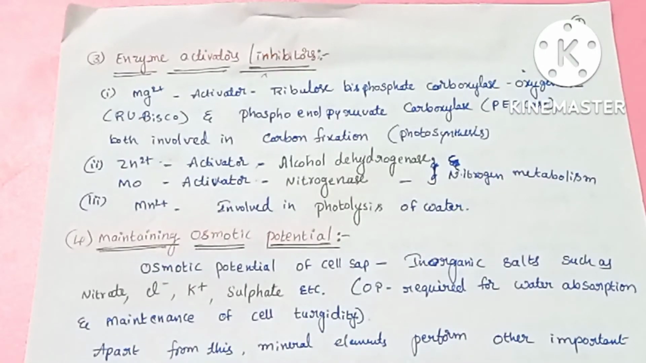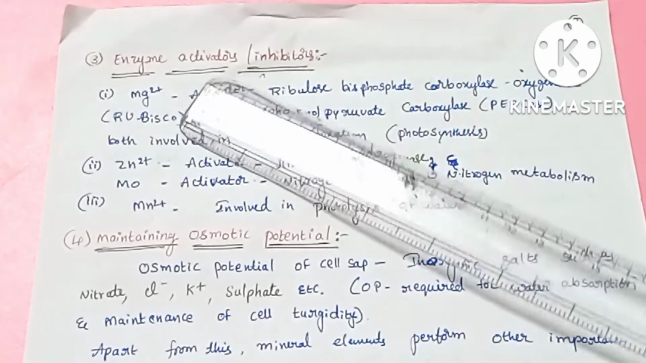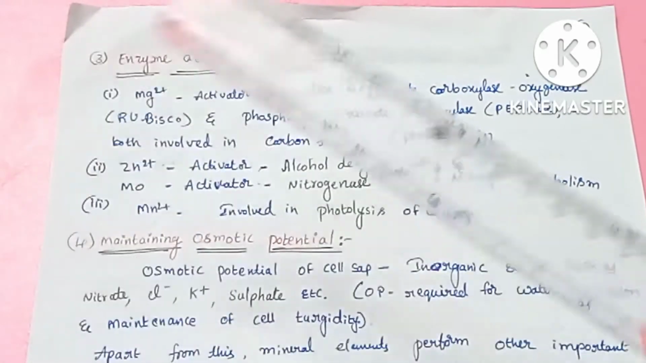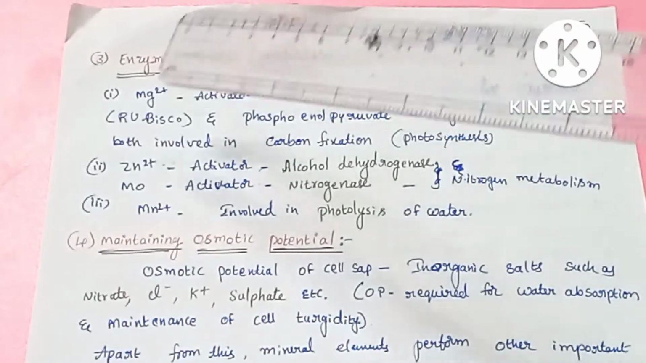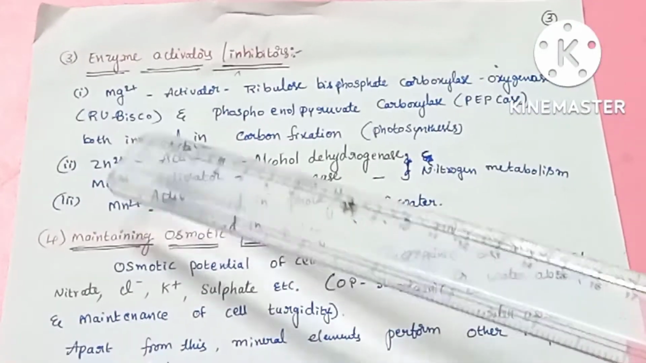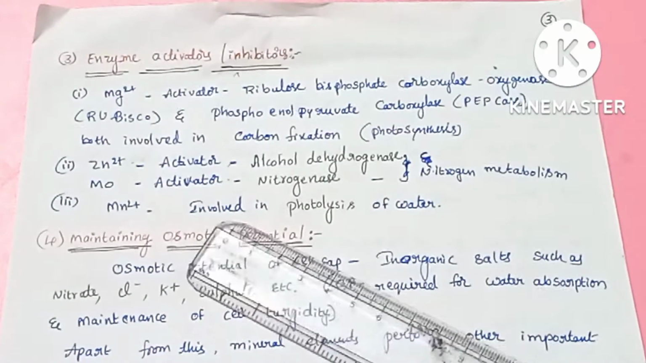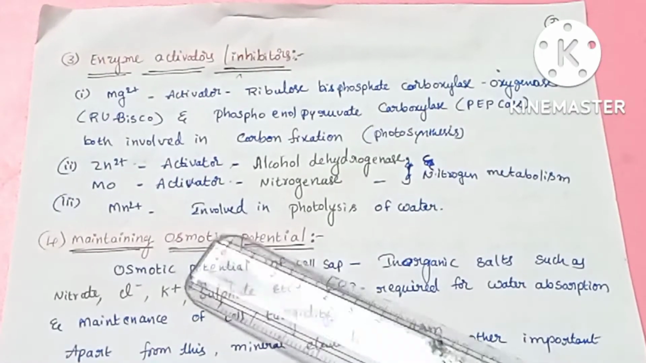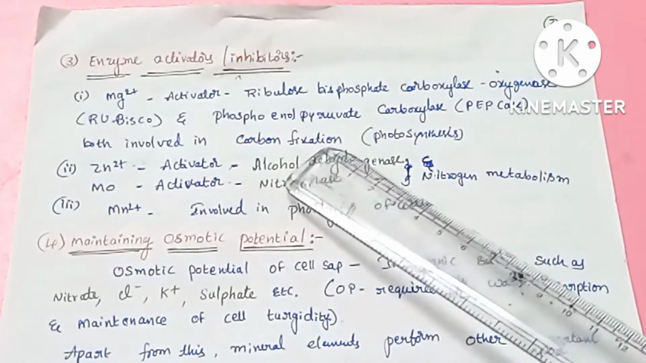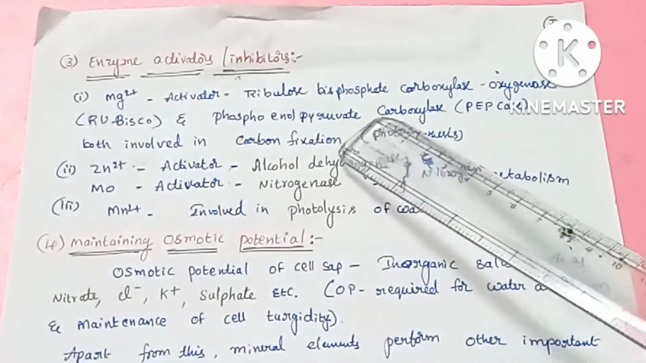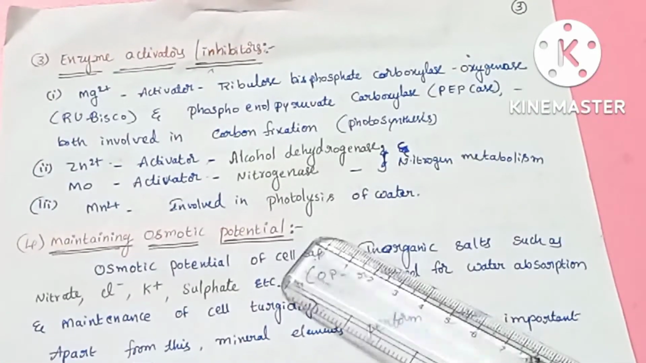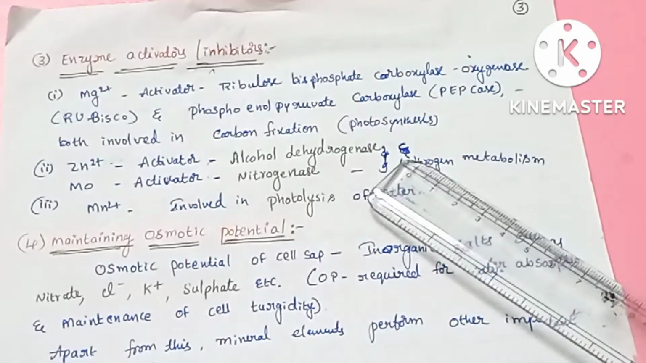And some elements may act as enzyme activators and inhibitors, like magnesium, zinc, molybdenum and manganese. So here magnesium is an activator for enzymes like ribulose bisphosphate carboxylase oxygenase and phosphoenol pyruvate carboxylase. Rubisco and PEPcase, these two are involved in the carbon fixation reaction in photosynthesis.